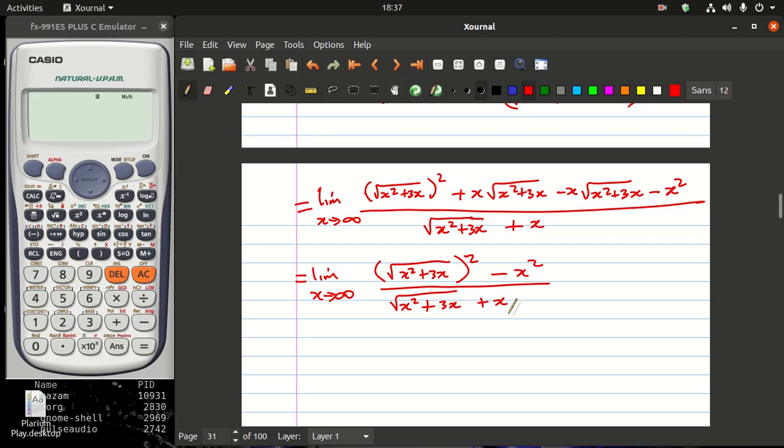Now let's take a note on this thing here. If you take a look into this, I want you to notice something here, that here I have a square. Since I have a square here, a square will remove this root here, so I will end up having the limit as x approaches infinity of x squared plus 3x minus x squared all over the square root of x squared plus 3x plus an x.